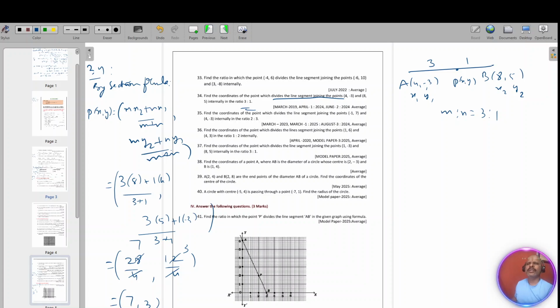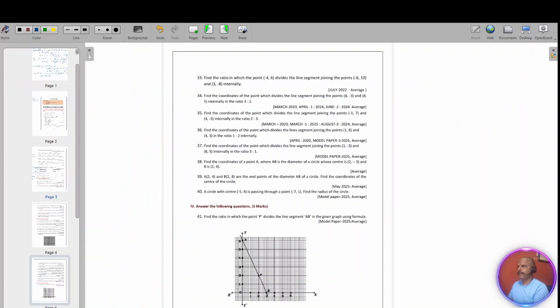Okay, understood? Very basic question. First, in the previous 33rd question, they asked for the ratio. Now they ask for the point which divides the line segment, giving the ratio. We'll see the next one, the 35th one. Find the coordinates of the point which divides the line segment in the ratio 2:3. You can find it because it's the same as 34. There the ratio was 3:1. Now the ratio is 2:3. You can solve it yourself.